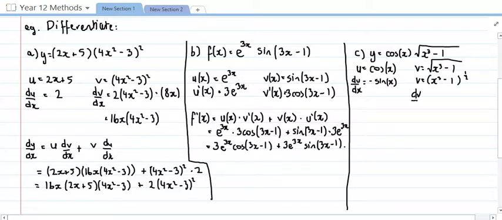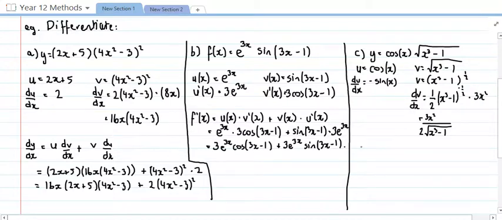So dv dx is equal to half of x cubed minus 1 to the power of negative half, and that needs to be multiplied by the derivative of the inner function, which is just 3x squared. So that's going to give 3x squared over, I'm going to move this here into the denominator, so it's 2 times the square root of x cubed minus 1.